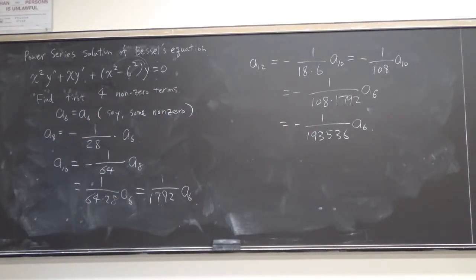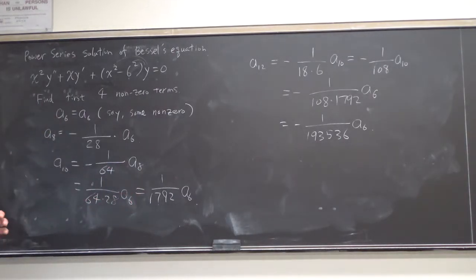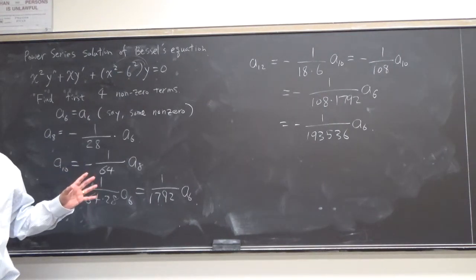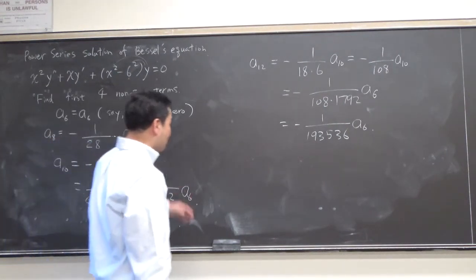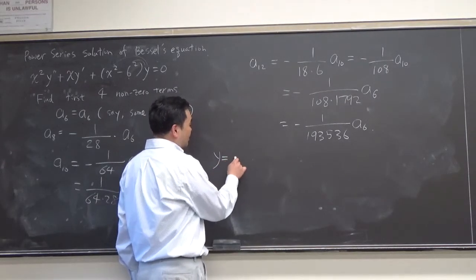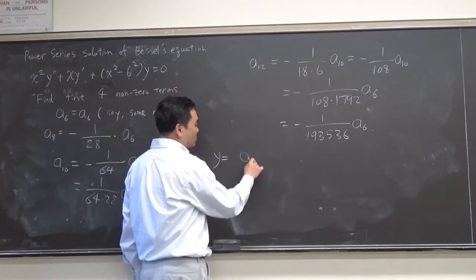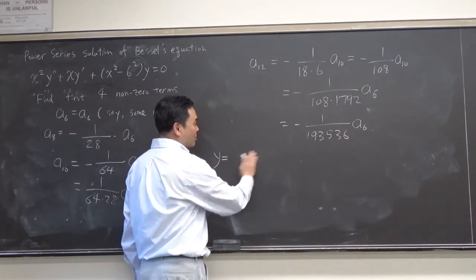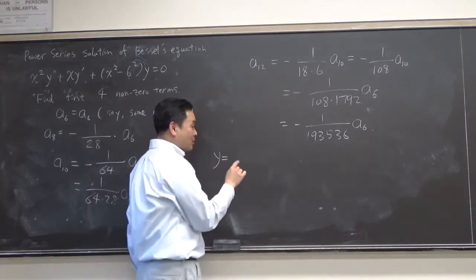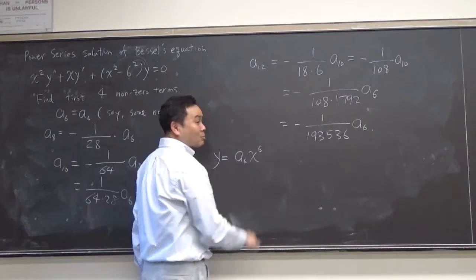And here's another important thing. You don't want to finish here. You actually want to write this in summation notation. You have to write down your answer as a summation. So you write y as a0 is 0, a1x is the next one, but that's 0 too. A2x squared, that's 0 as well. So the first thing that's non-zero is what? A6 x to the 6th power.